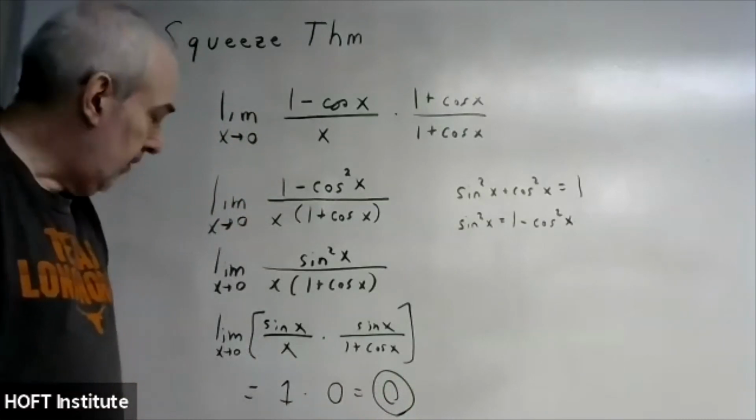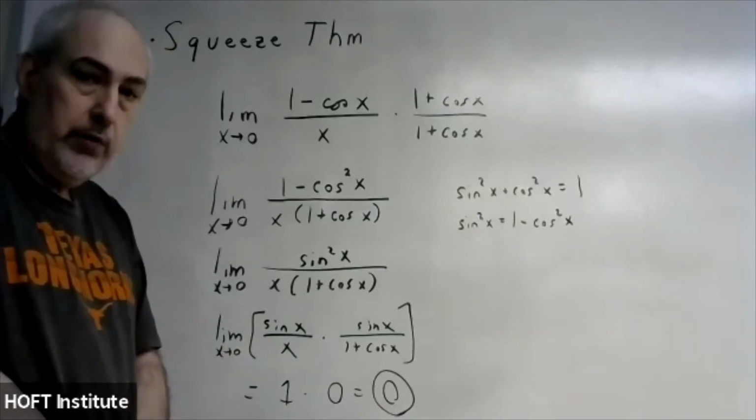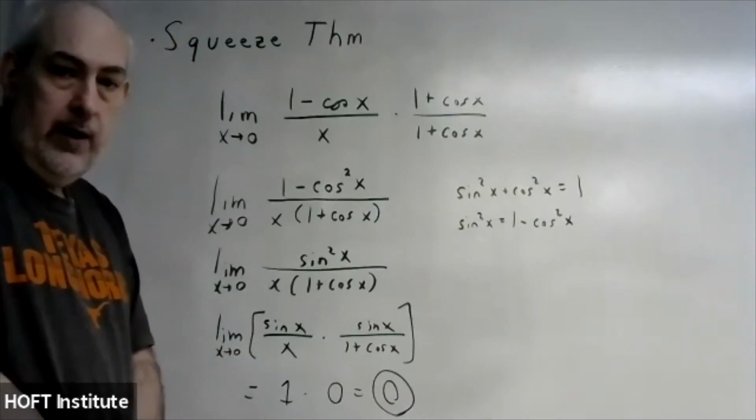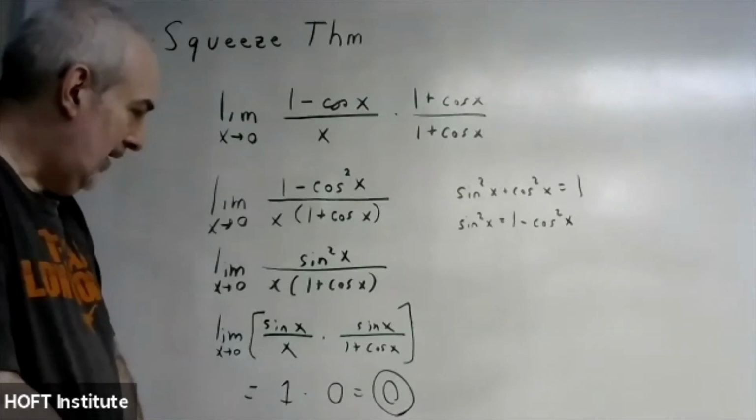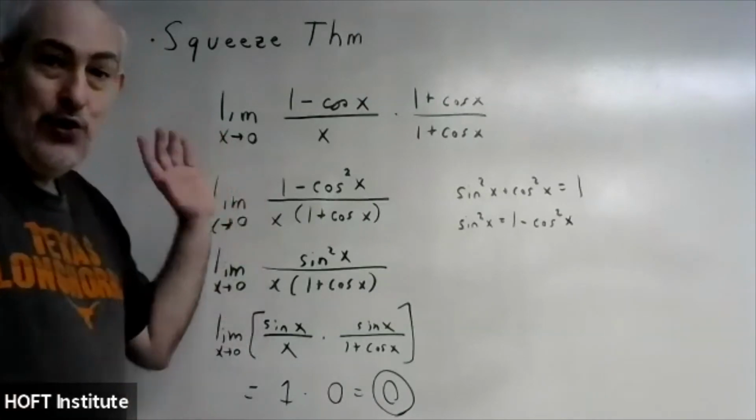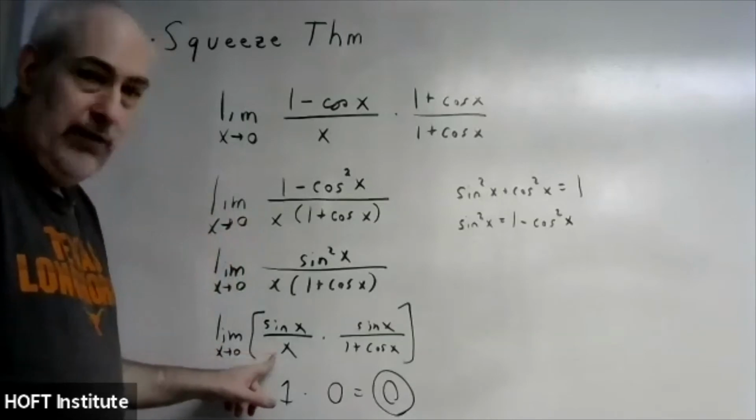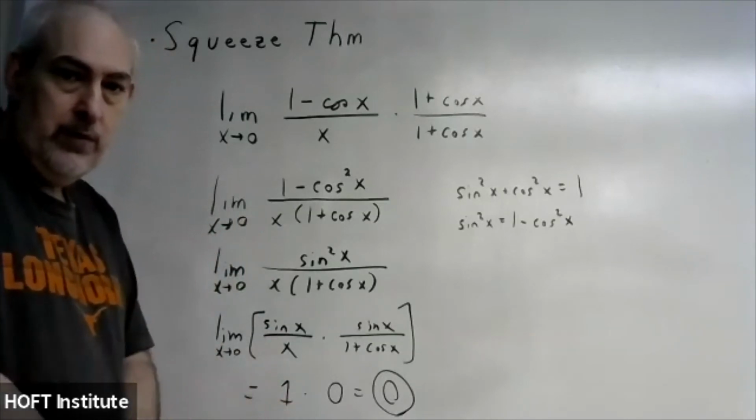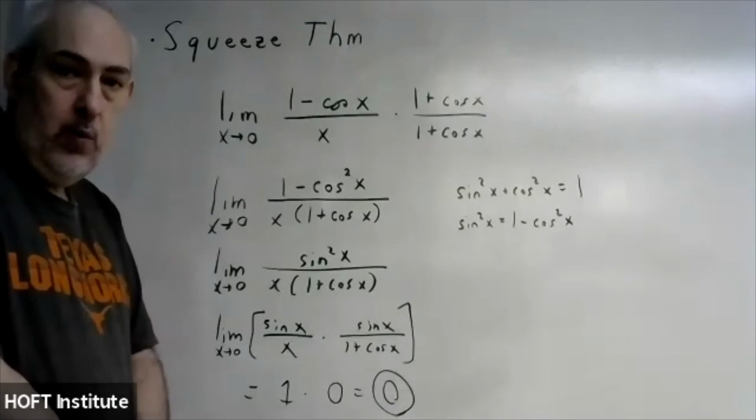So you see how this problem used that special limit as x approaches 0, sine of x over x, in order to solve the problem. Technically speaking, I didn't use the squeeze theorem in this problem, but the special limit comes from the squeeze theorem. Okay, let's look at one last example.